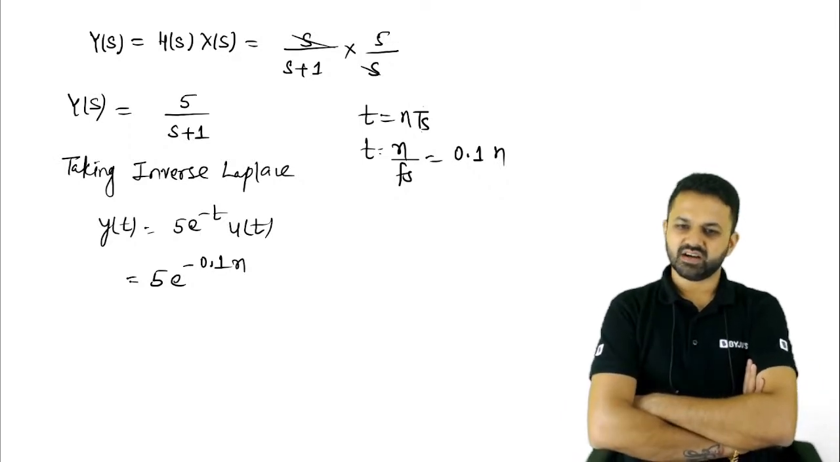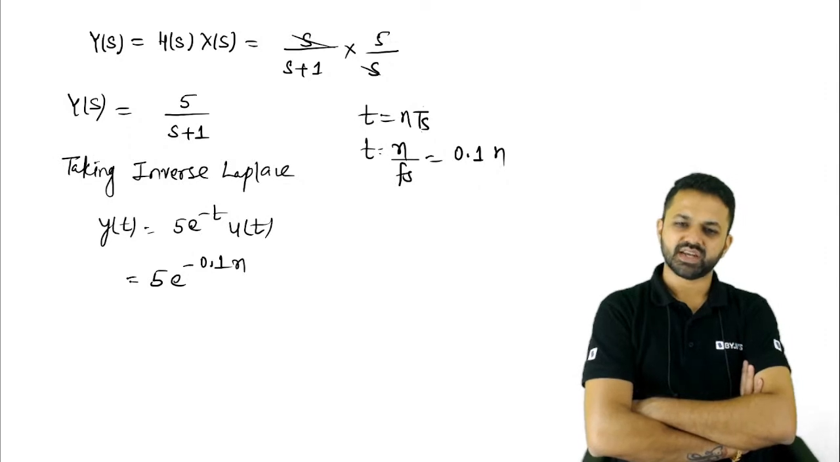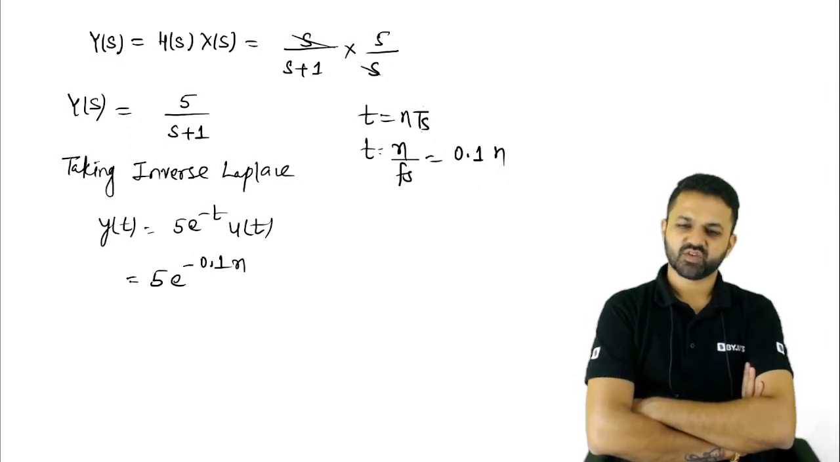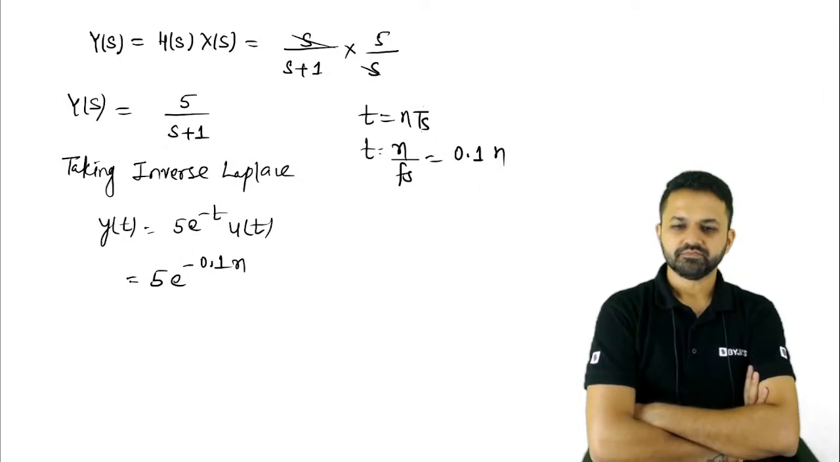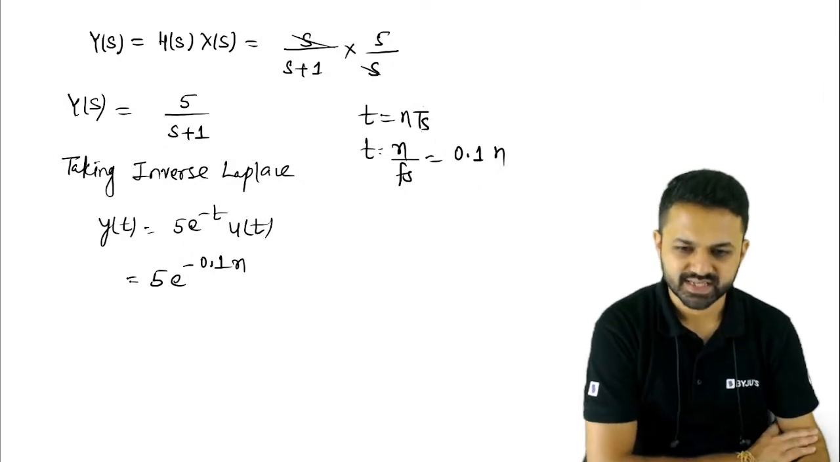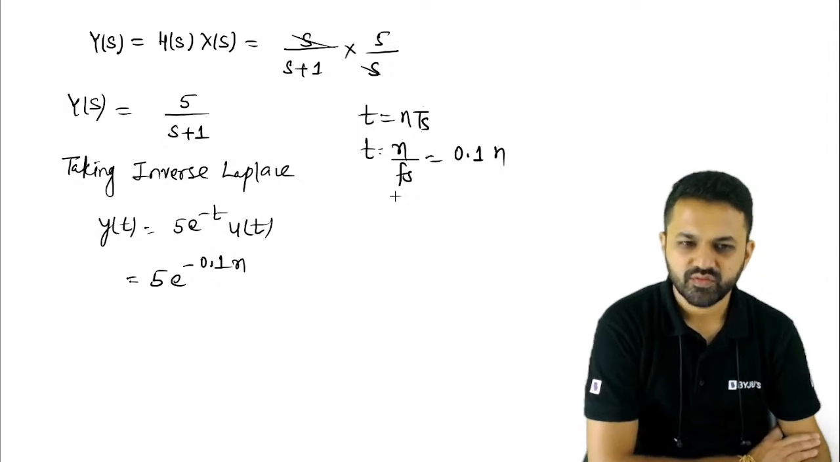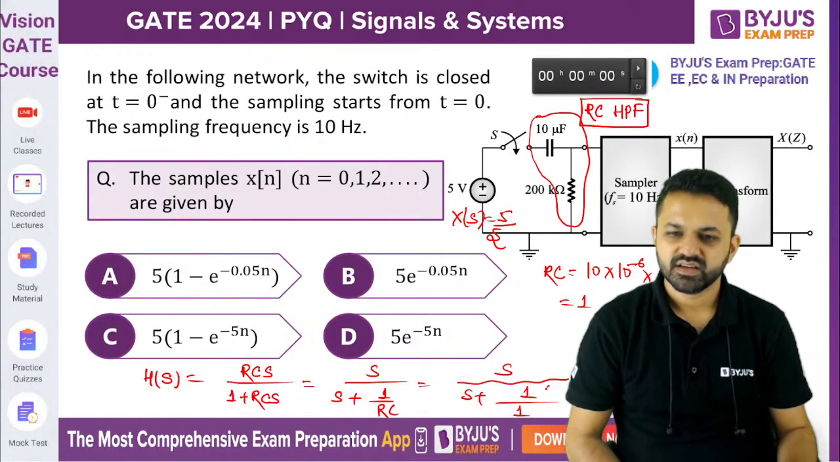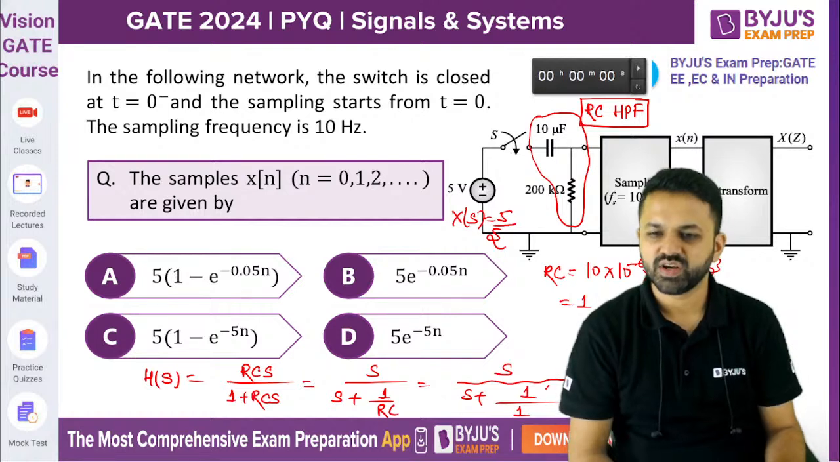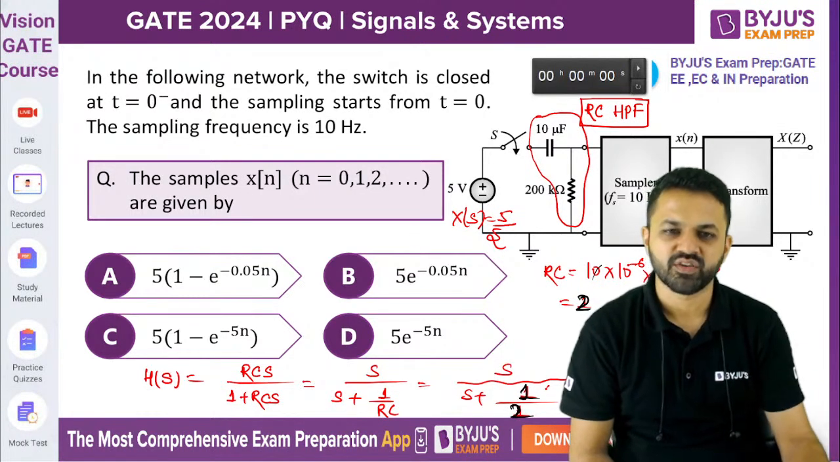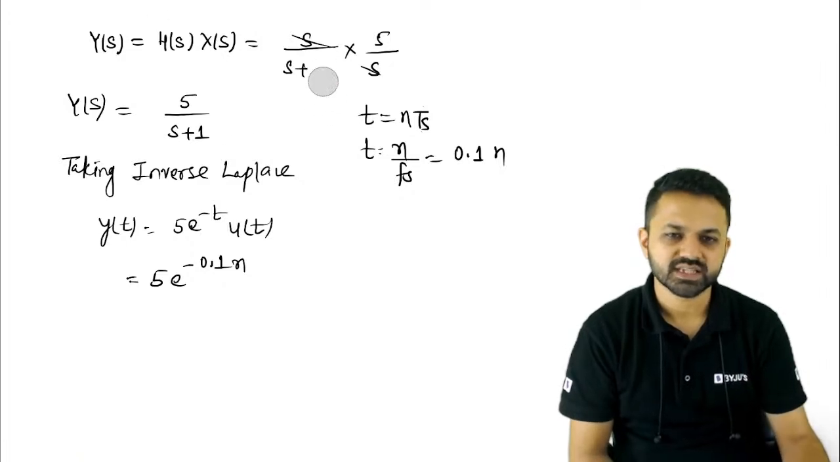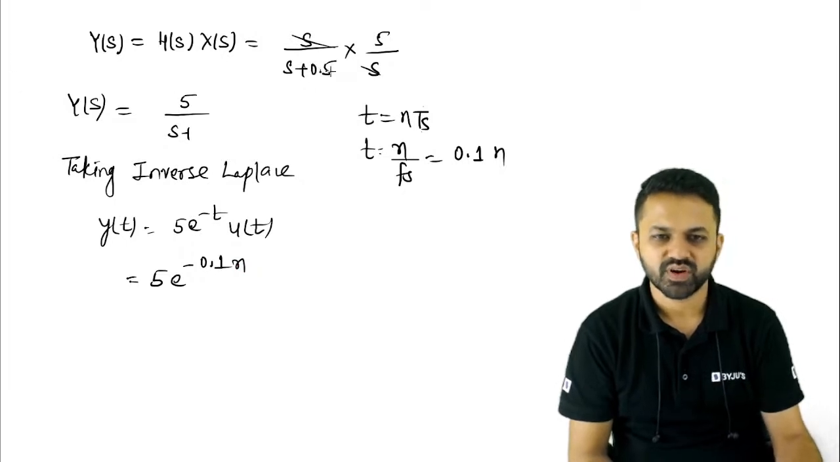Actually, I think when I calculated the R and C, there is some mistake. What do you think? 1 upon RC. Yes, exactly. When I calculated the 1 upon RC, this is 2, which I missed. So 1 upon RC is 2. So 1 upon 2, so s upon s plus 0.5 will come.